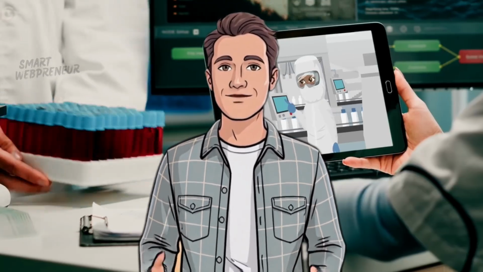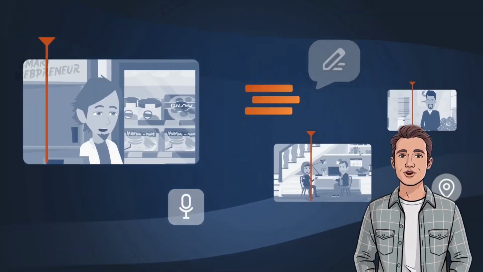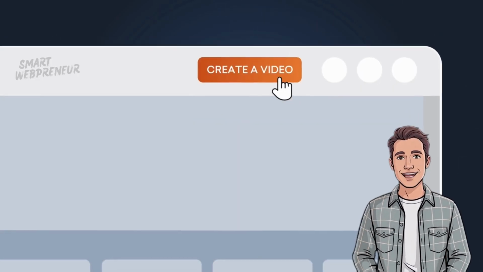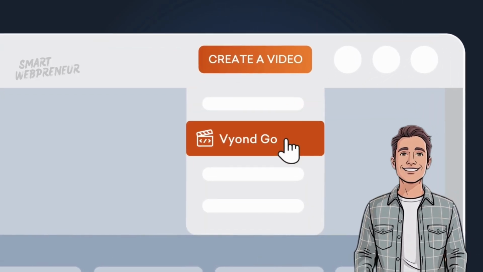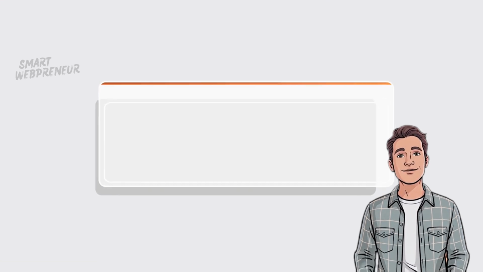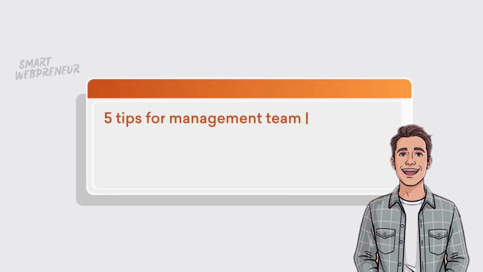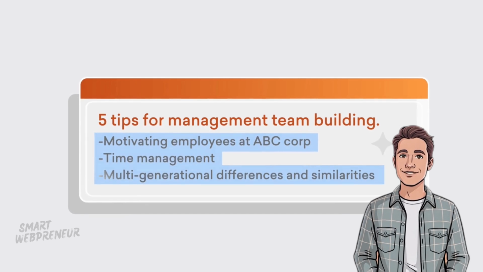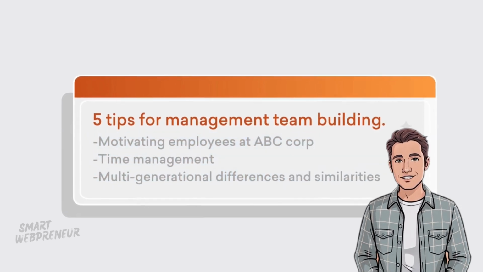Let's first look at Vyond Go. Imagine you could describe your video idea in a couple of sentences and have a first draft video created automatically. That's exactly what Vyond Go does. Vyond Go is Vyond's new AI-powered script and video generator that can take you from prompt to video in no time. Here's how it works.